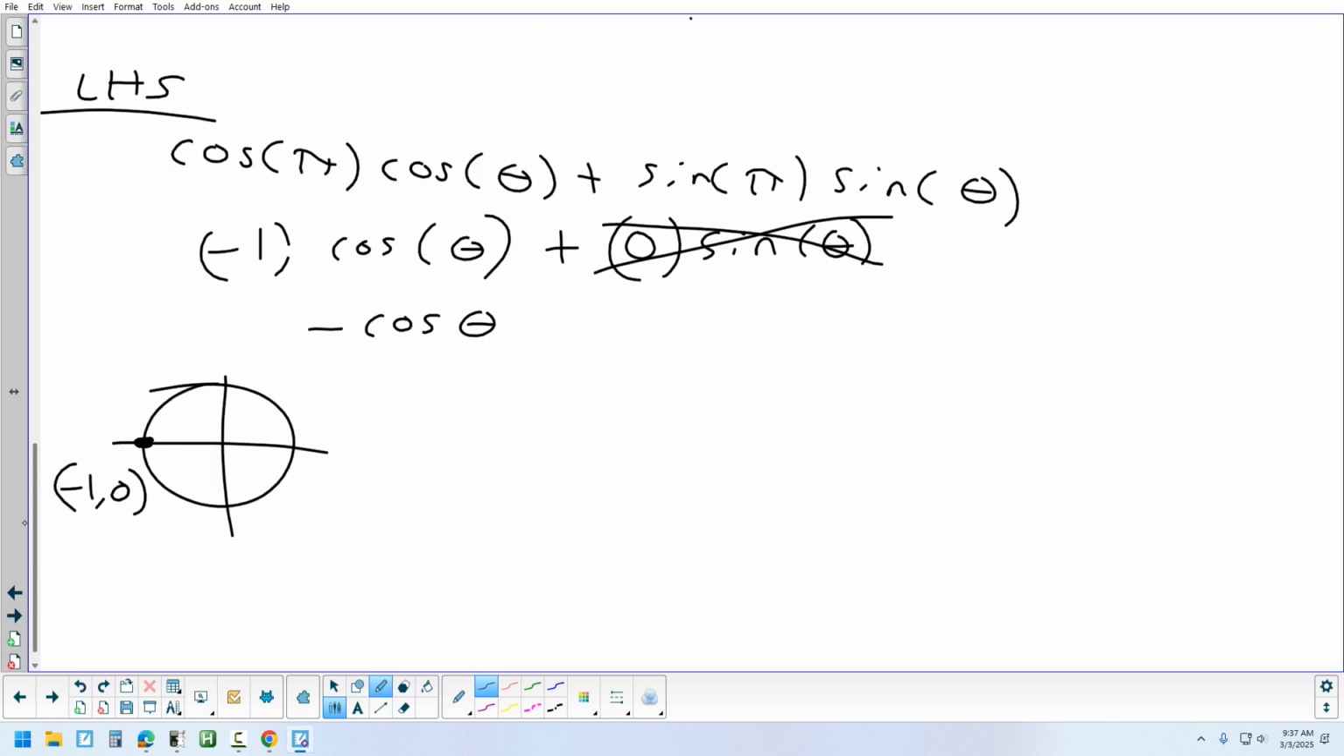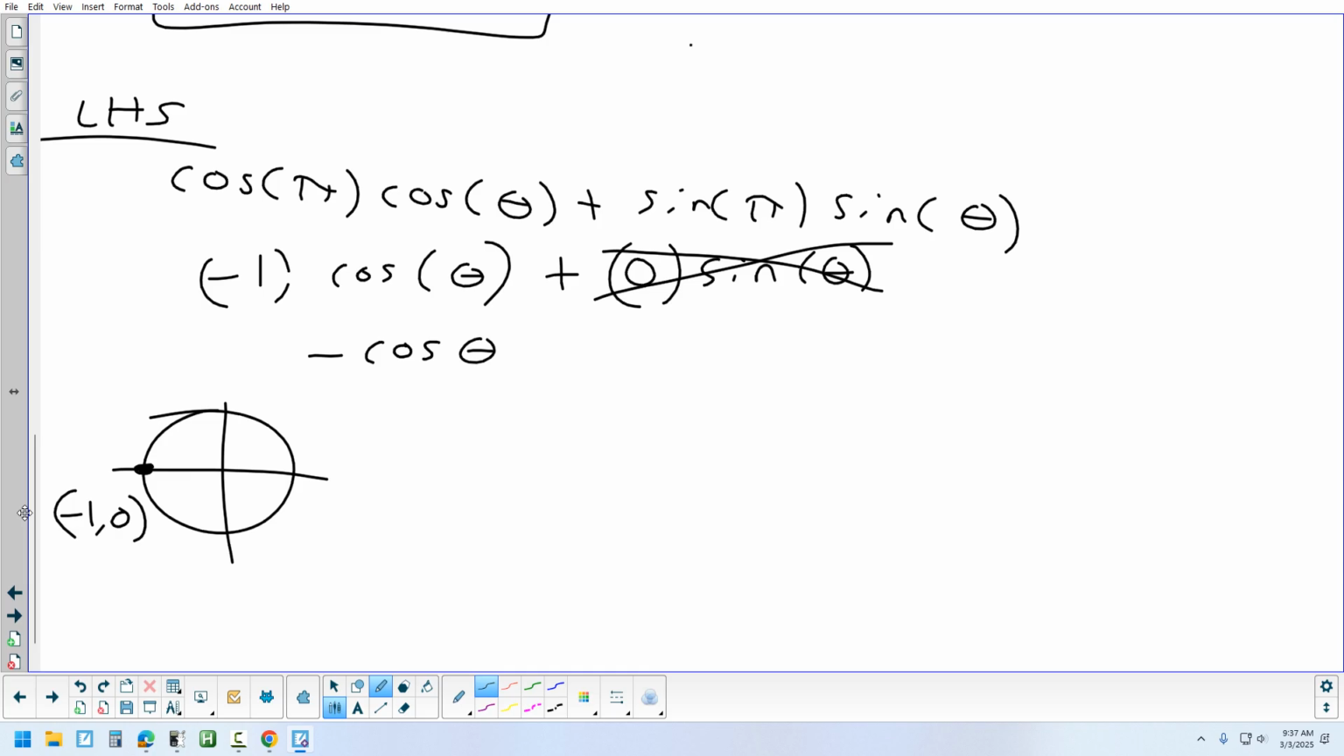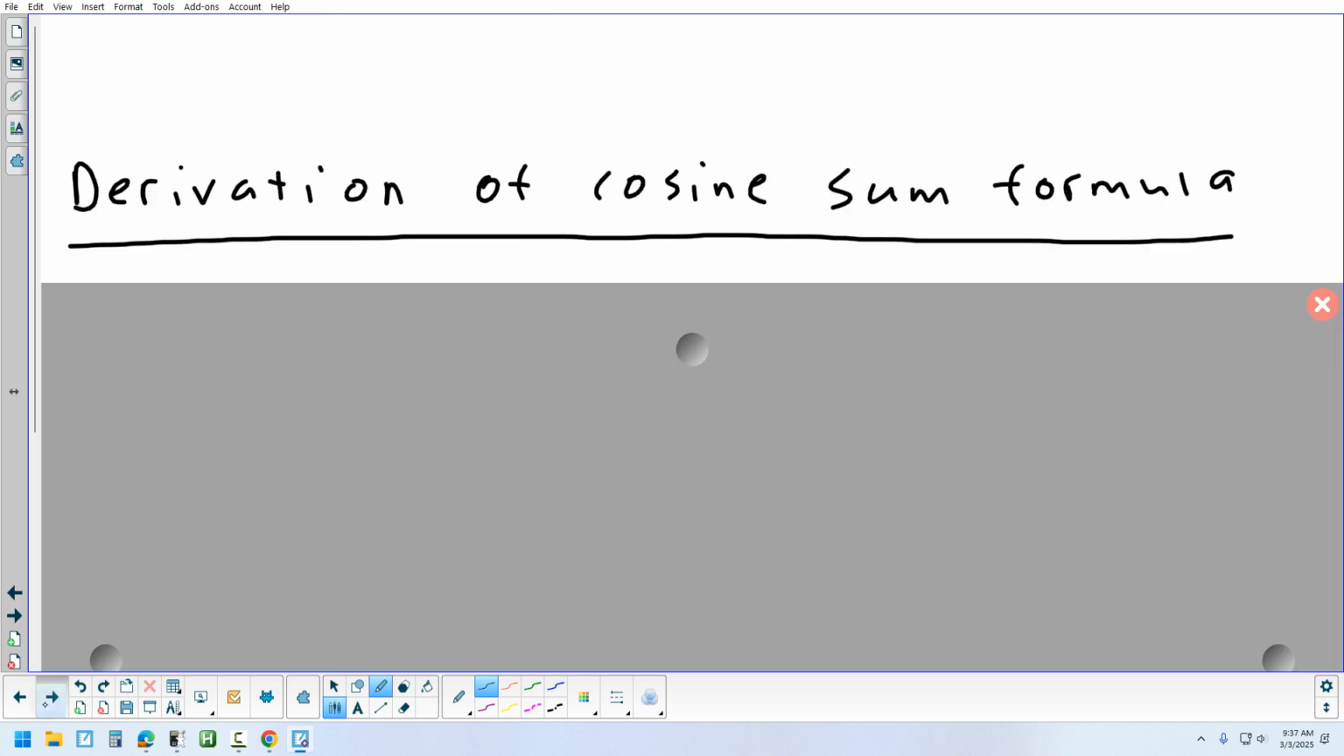So again, when somebody asks, do we still need to know how to prove the trig identities? Yeah, but these ones are much easier. Some of the other ones we do later on are going to involve the formulas from section 7.4. Probably not today. Okay, so that's the cosine difference formula.